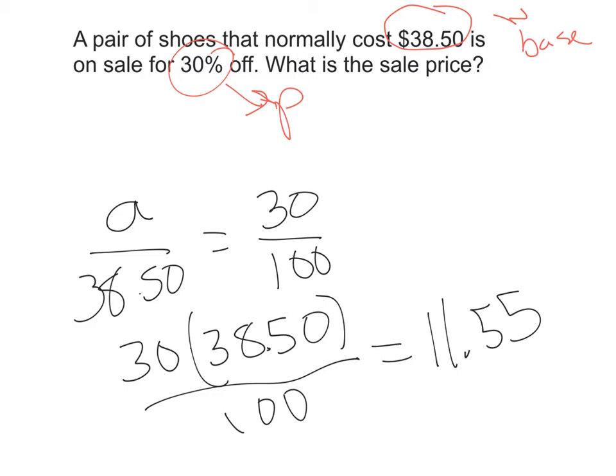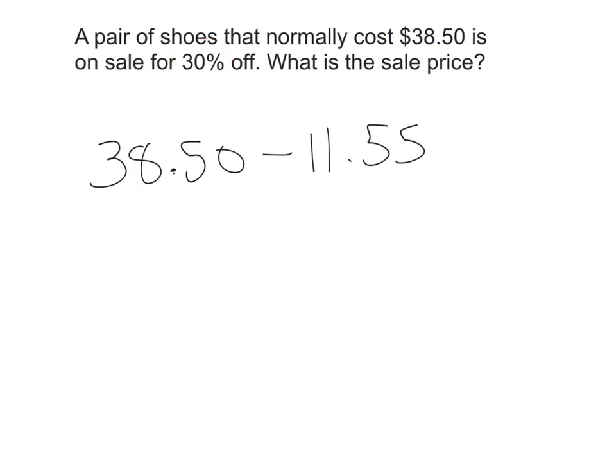What we've found is what 30% of 38.50 is, but we want to find the sale price, which means we're taking 30% off, and 30% is 11.55, so we want to take 11.55 off of the original price. In that case, we have to do this subtraction. 38.50 minus that 30% we want to take off, which is 11.55, leaves us with a sale price of $26.95.